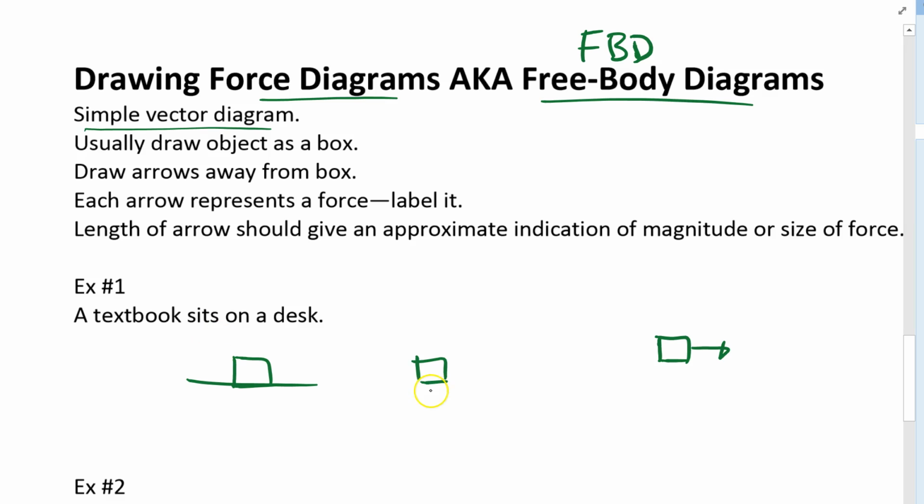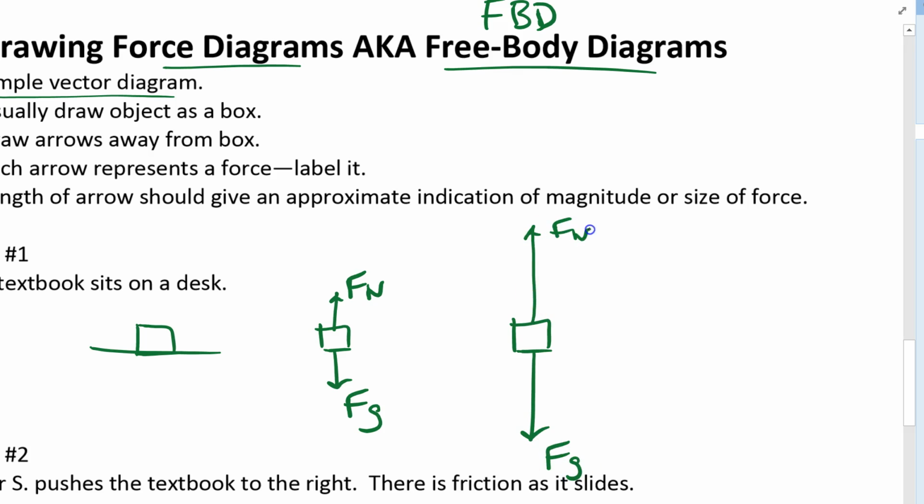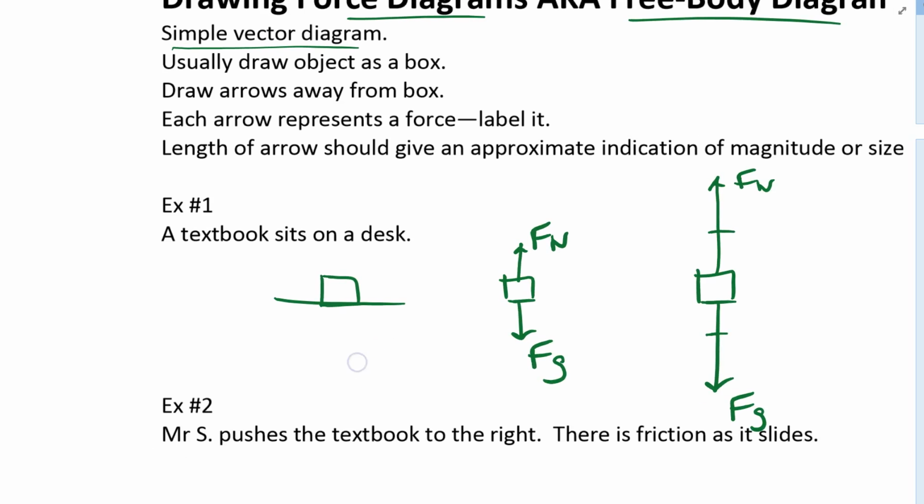So a textbook sitting on a desk is going to have the force of gravity downwards and a normal force upwards. Each arrow represents a force. Label it. Here I have. The length of the arrow should give an approximate indication of the size, right? So if I had another larger textbook, I don't necessarily have to draw the box larger, but I would draw the force of gravity larger and the normal force larger. The other thing I like to do is if I know for sure that two forces are the same, I can put those little marks in them to indicate that they're equal lengths and equal sizes.